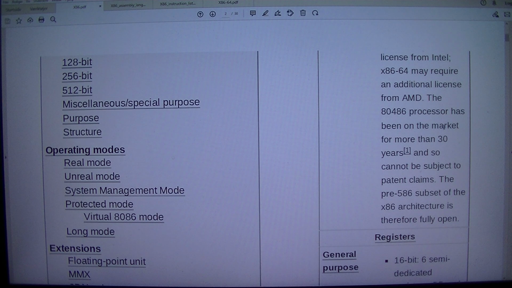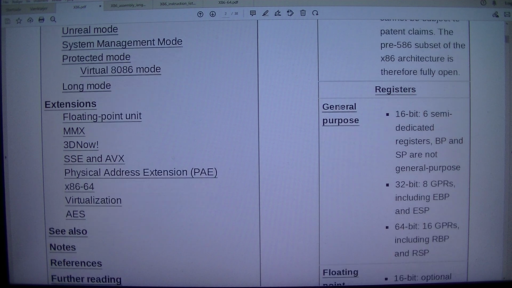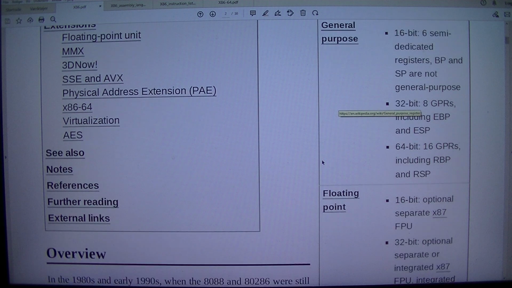The 80486 processor has been on the market for more than 30 years, and so cannot be subject to patent claims. The Pro586 subset of the X86 architecture is therefore fully open. Registers, general purpose: 16-bit, 6 semi-dedicated registers, BP and SP are not general purpose. 32-bit, 8 GPRs including EBP and ESP. 64-bit, 16 GPRs including RBP and RSP.